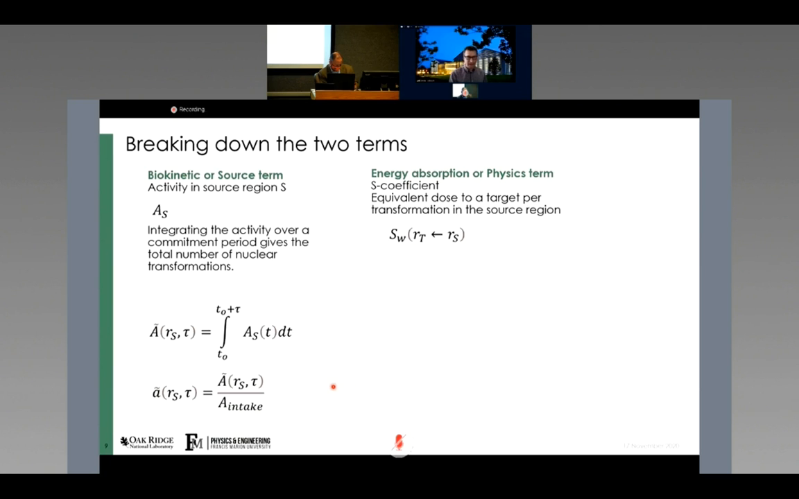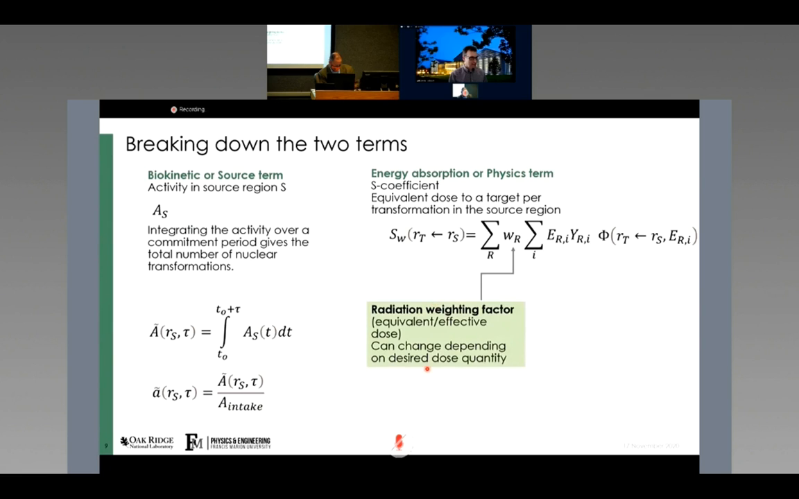All right, so then the energy absorption term, this S coefficient, looks like this, where the first term is the radiation weighting factor, and this presumes we're doing it for equivalent or effective dose calculations. Note, we can change this term if the desire is for a different dose quantity. So, if we're doing an absorbed dose, then this term goes away. If we're doing an RBE weighted dose, we can put in an RBE weighting factor at this location.